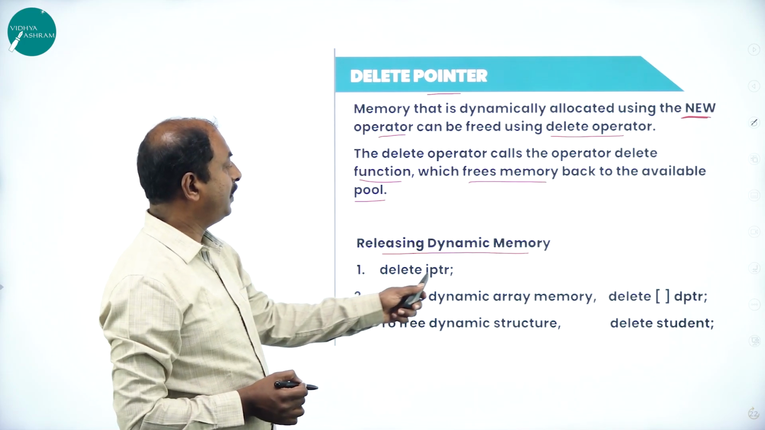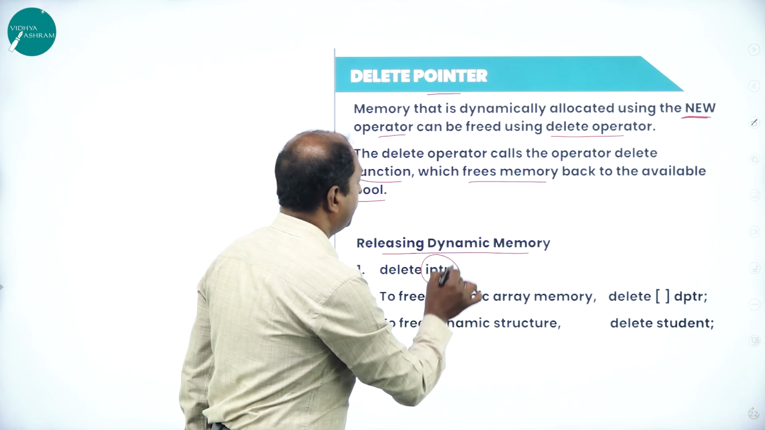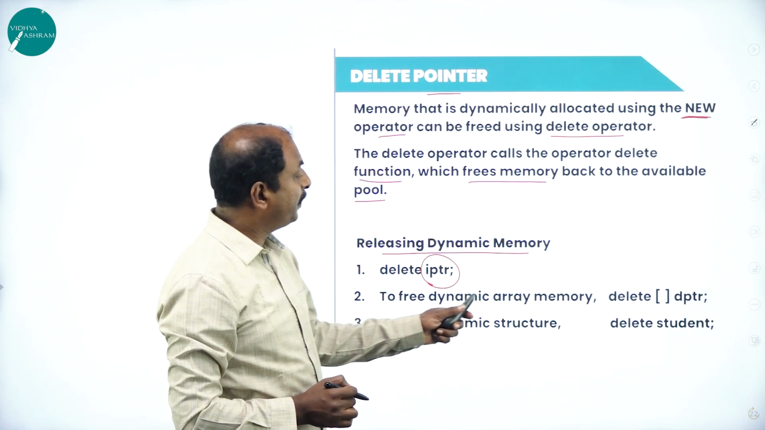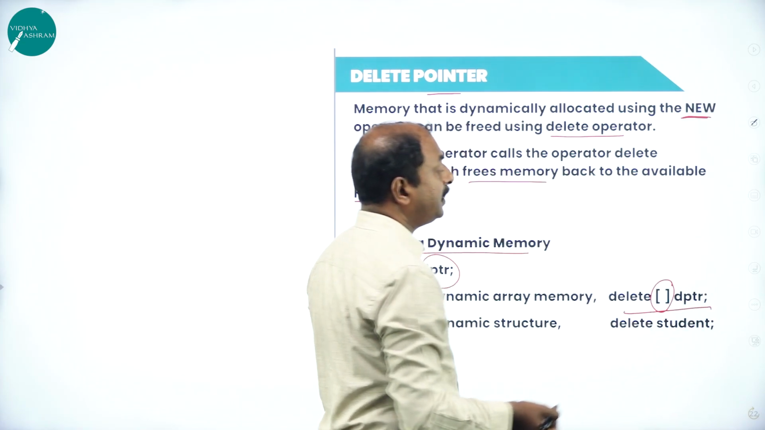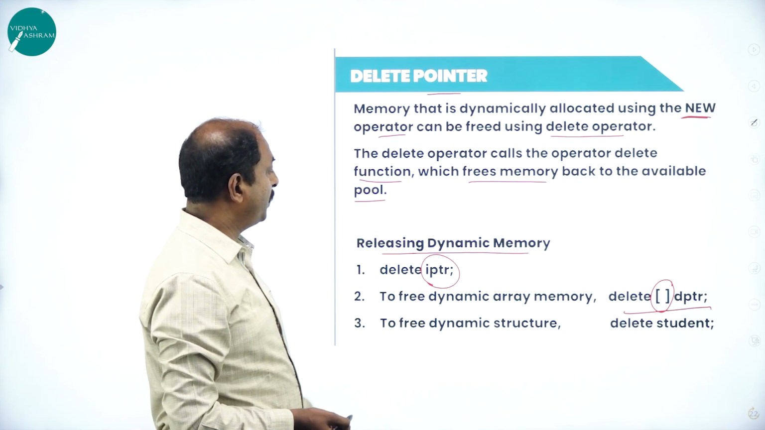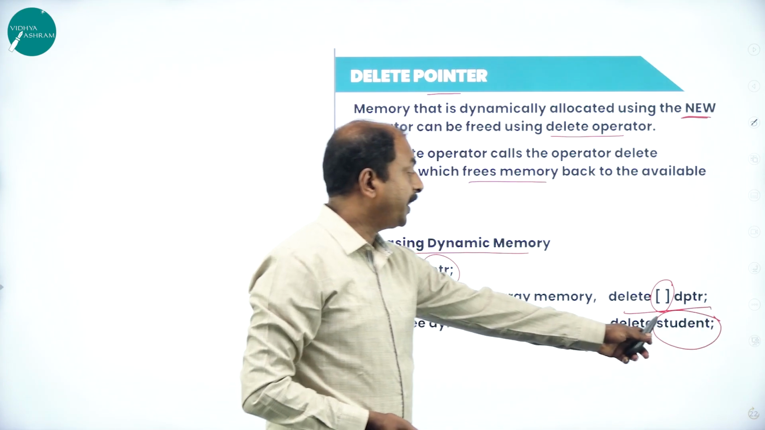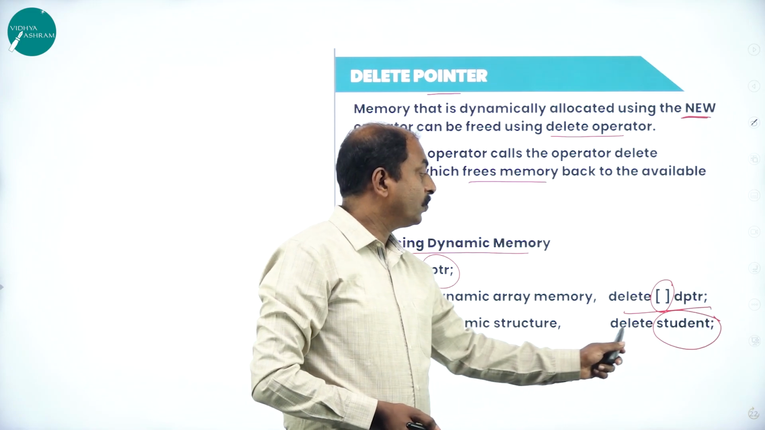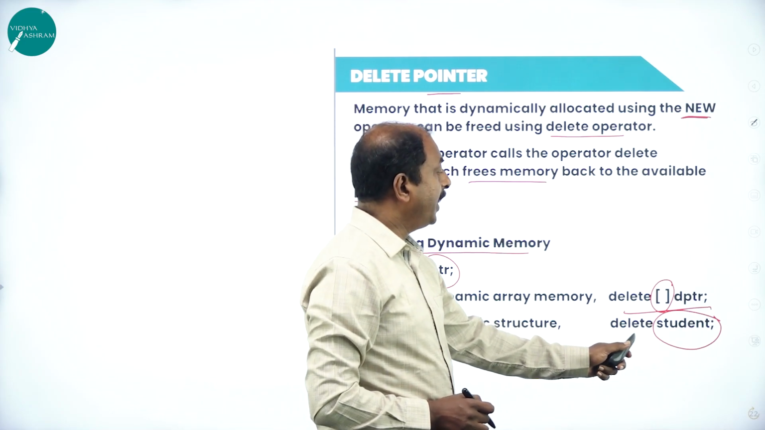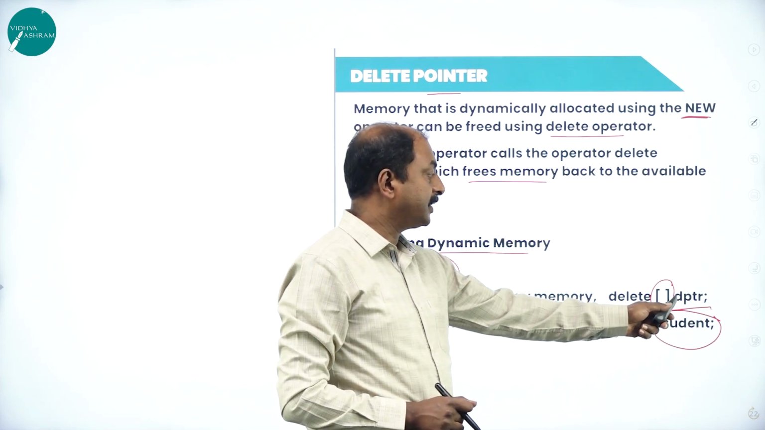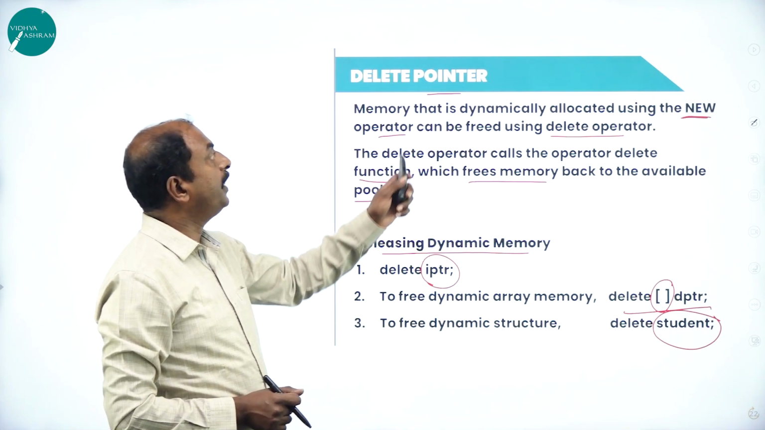So here, delete iptr. Look at the syntax here. Delete iptr, where iptr is a pointer variable. And to free dynamically allocated array memory, delete[] dptr, where the brackets stand for an array and dptr is an array variable. And to free a dynamic structure, delete student. We have seen in the previous slide that student was a structure in that example. So the memory allocated dynamically can be freed by using delete followed by the name of the structure, student. In this example, it is the name of an array and it is a variable. So this is delete pointer.